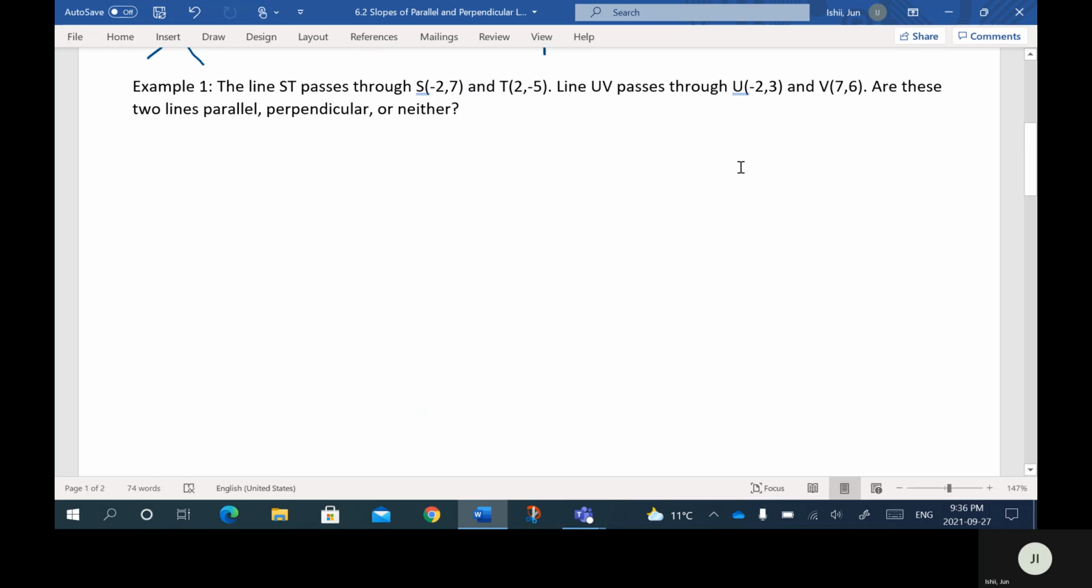All right, so line ST passes through the points S and T. Line UV passes through the points U and V. Are these two lines parallel, perpendicular, or neither? To determine that, what I need to do here is calculate the slope of each line.